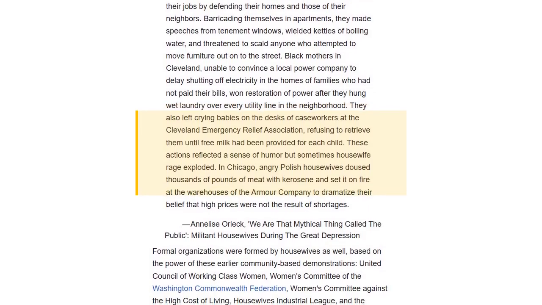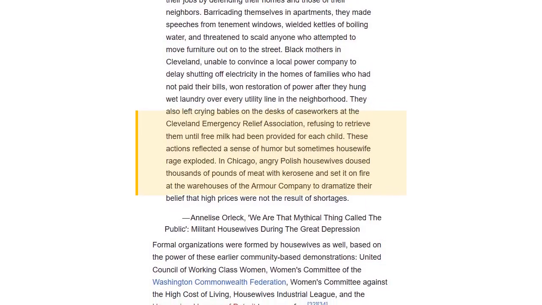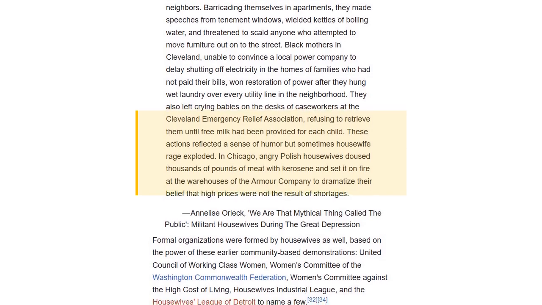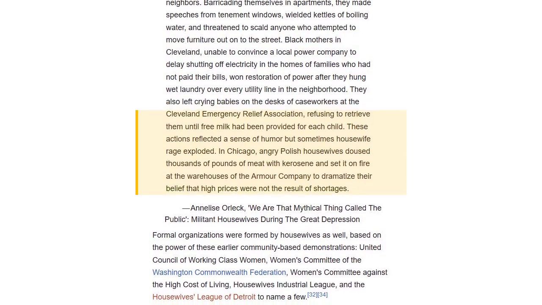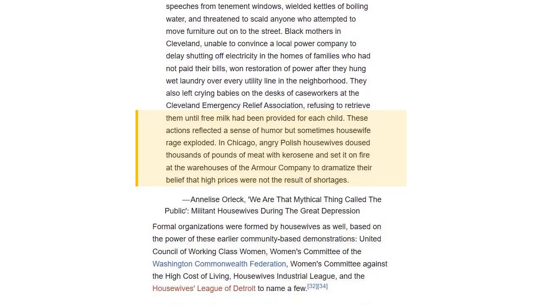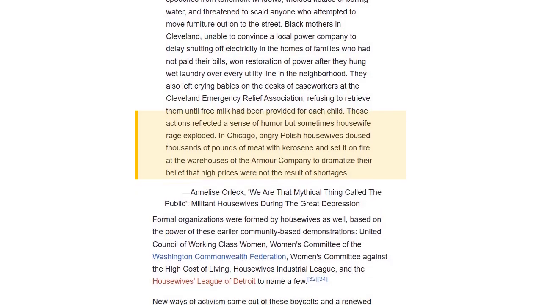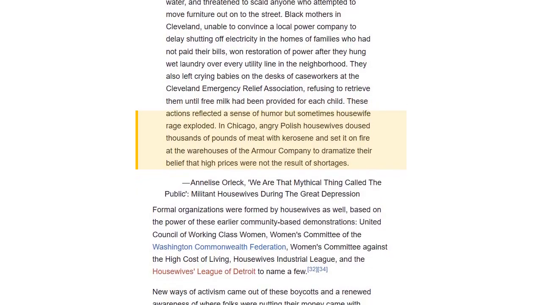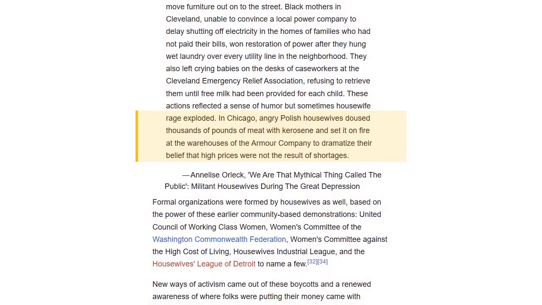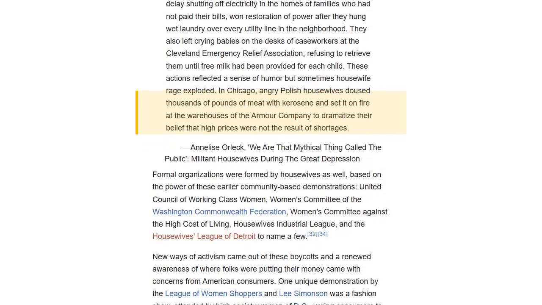These actions reflected a sense of humor, but sometimes housewife rage exploded. In Chicago, angry Polish housewives doused thousands of pounds of meat with kerosene and set it on fire at the warehouses of the Armour company to dramatize their belief that high prices were not the result of shortages.